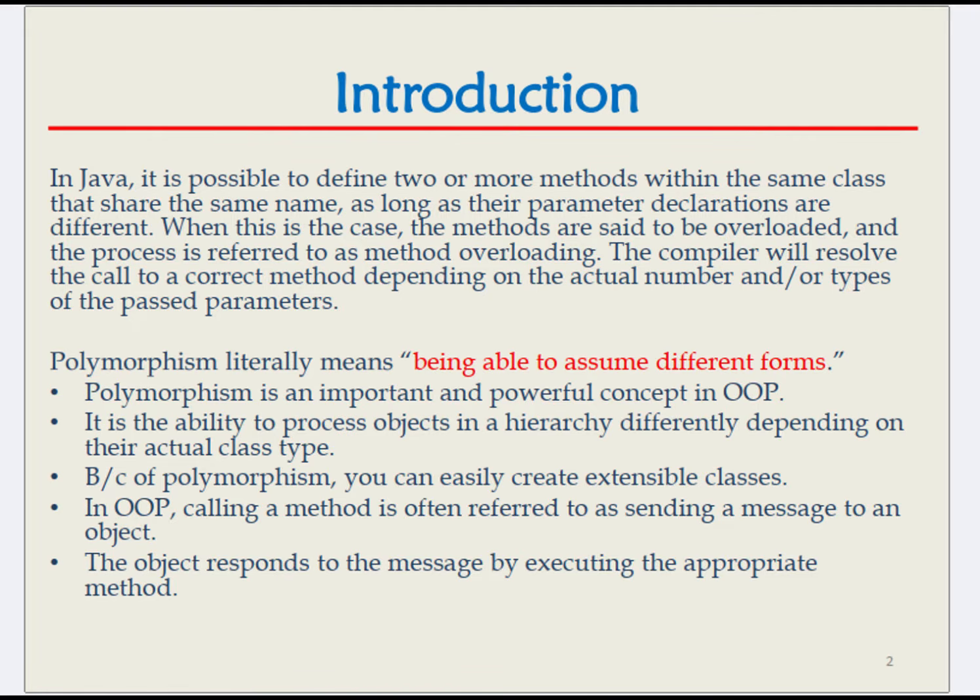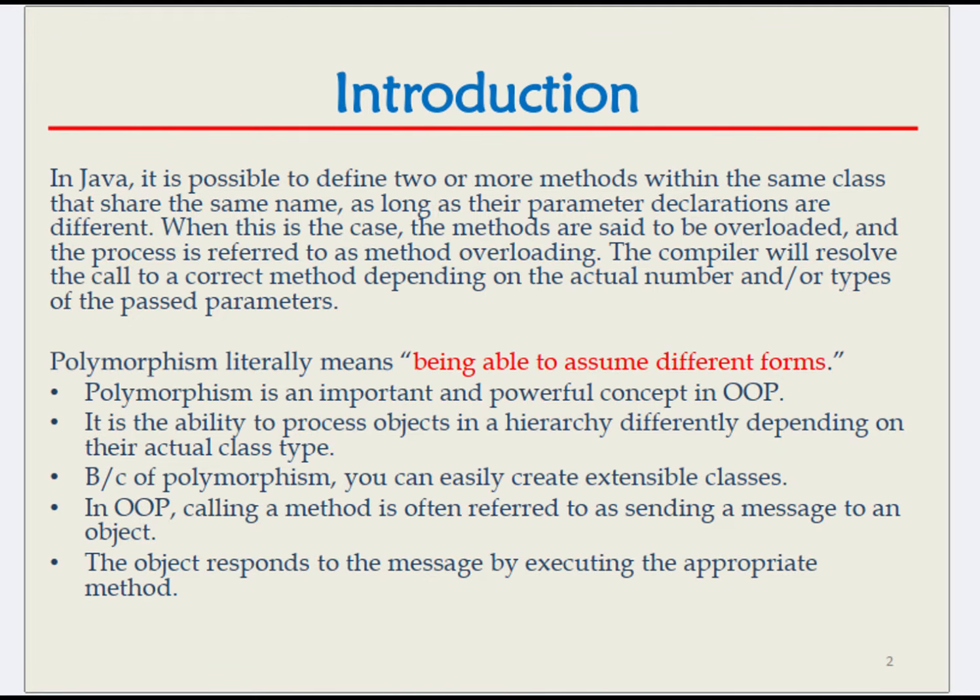overloading. The compiler will resolve the call to a correct method depending on the actual number and/or types of the passed parameters. Polymorphism literally means being able to assume different forms. Polymorphism is an important and powerful concept in OOP. It is the ability to process objects in a hierarchy differently depending on their actual class type. Because of polymorphism, you can easily create extensible classes.